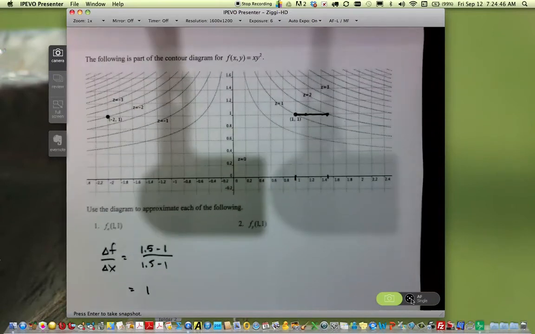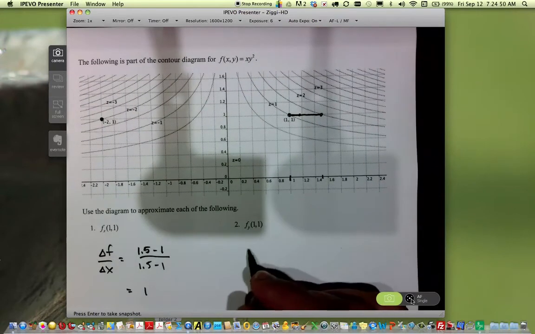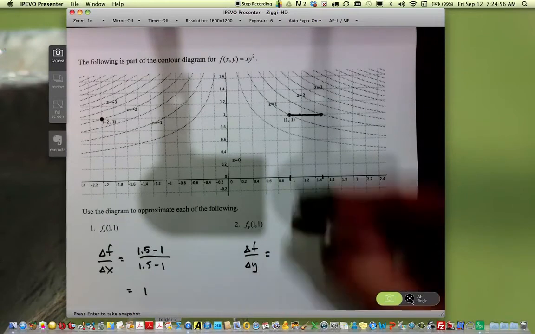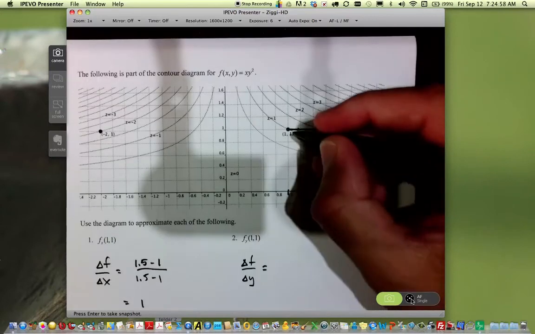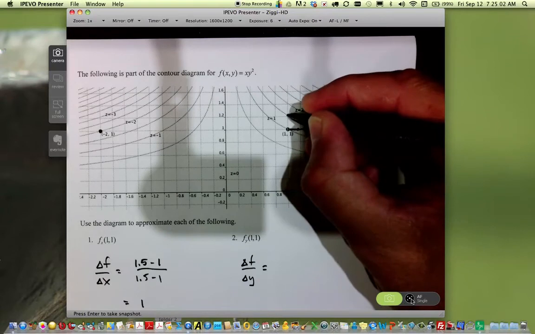All right, so now we want to find the partial derivative with respect to y at that point. Again, we're going to approximate that with the change in the function divided by the change in y. So again, I'm going to start at this point and move in the y direction. We're going to hit a contour here.